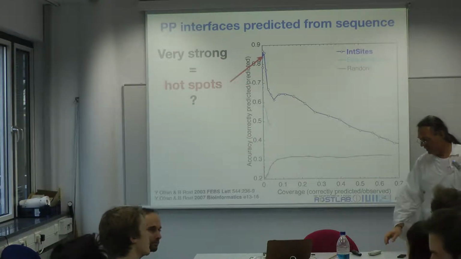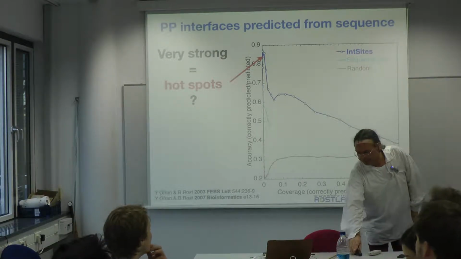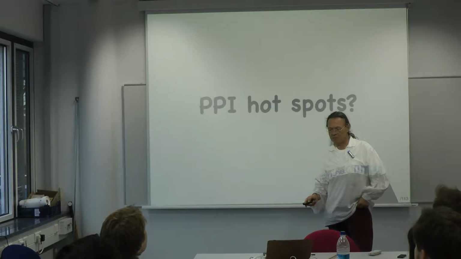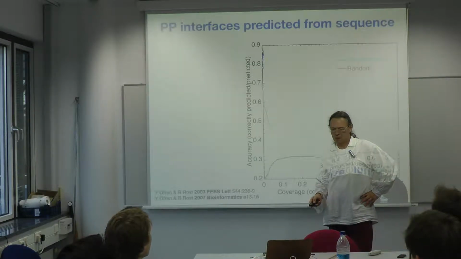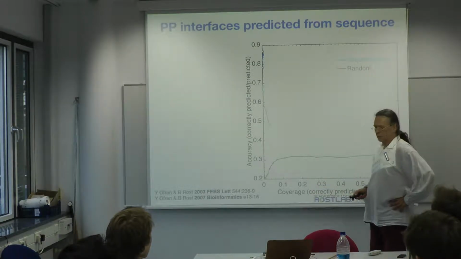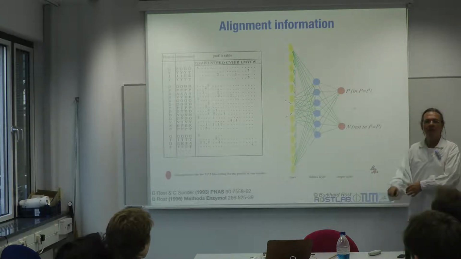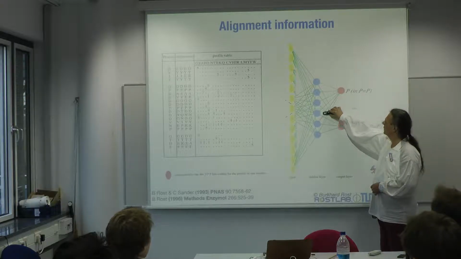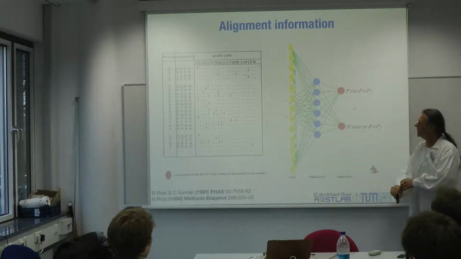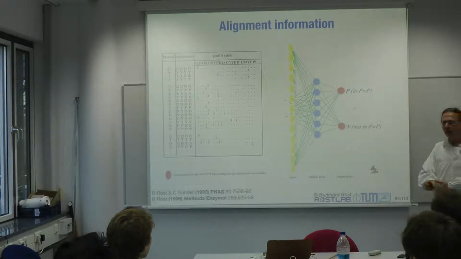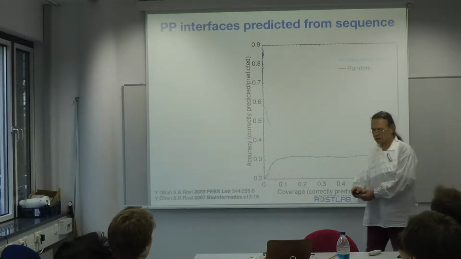So the machine learning device will decide, let me go a few slides back. Back is what I want. So there is an output unit for the center, which codes for the central residue being involved in protein-protein interaction, and one for the protein not being involved in a protein-protein interaction.